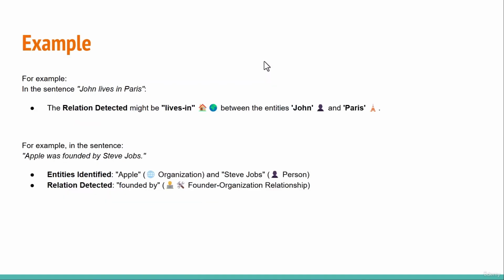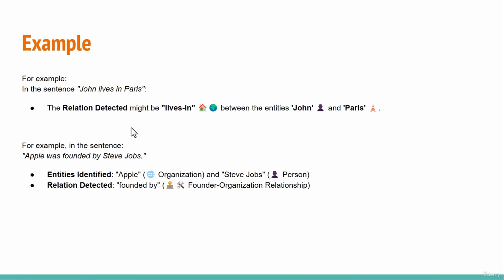For example, Apple was founded by Steve Jobs. Here, Apple is an entity. Steve Jobs is also an entity. Now, what is the relation between the two? That will be found through this process. The relation is that Steve is the founder and Apple is the organization. So here, the relationship is founder-organization.